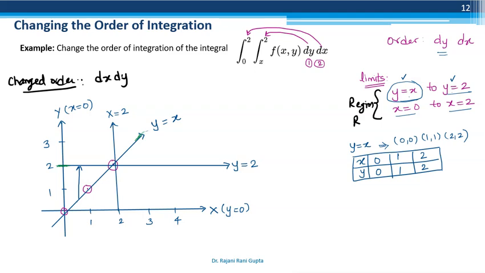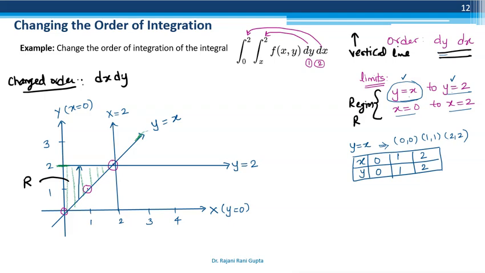Okay, and x varies from 0 to 2. So here x is 0 and here x is 2. So your region is this. You see, this is your region R. So what you have seen is that when the order of integration is dy dx, it means you will have a vertical line. First, y is varying vertically.